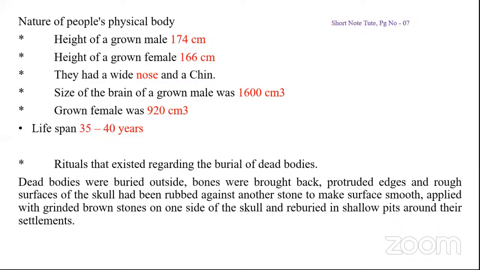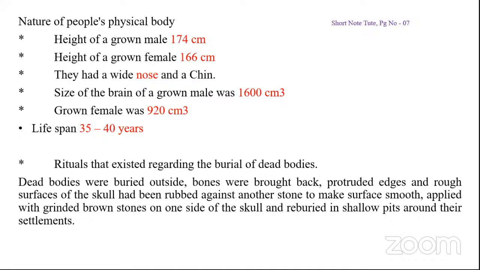And this is the second method. So what is the second method? This was an improved method. Now the dead bodies are buried outside, so they did not bury any dead body inside the cave. Outside the cave, they were burying the dead body in a faraway place. After some time, the bones were brought back, and the protruded edges and the rough surfaces of the skull were rubbed against another stone to make the surface smooth.